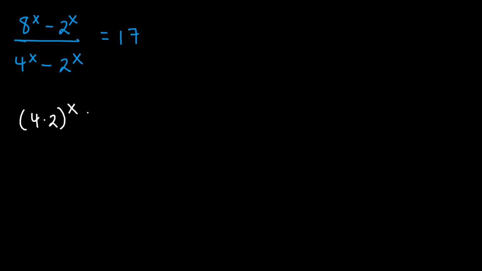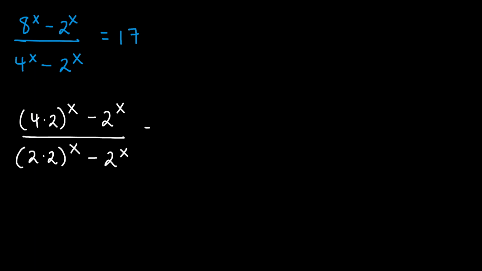In this video, we shall solve the exponential equation (8^x − 2^x) / (4^x − 2^x) = 17. Now 8 is the same as (4 × 2)^x − 2^x, divided by, and then 4 is the same as (2 × 2)^x − 2^x, and this is equal to 17.